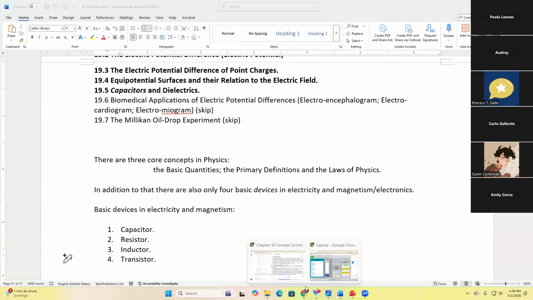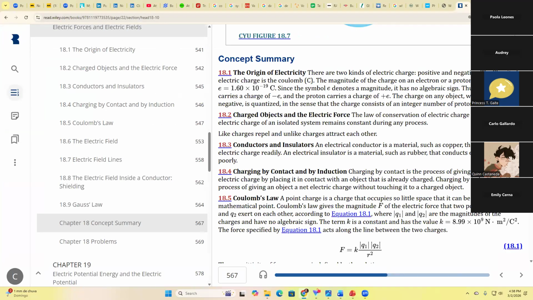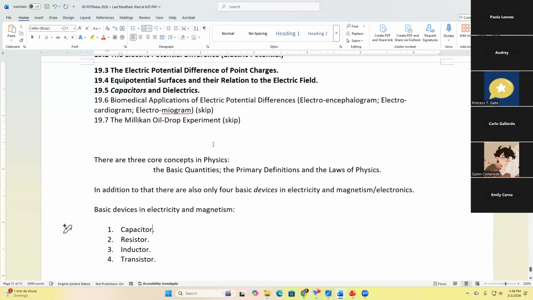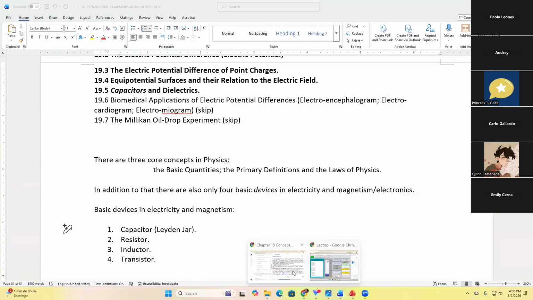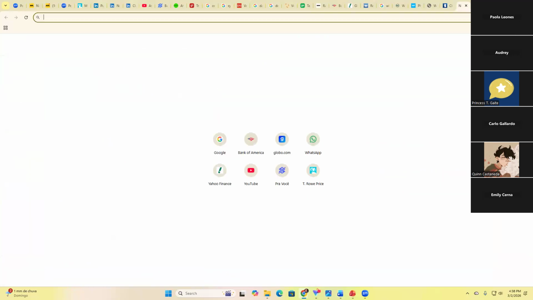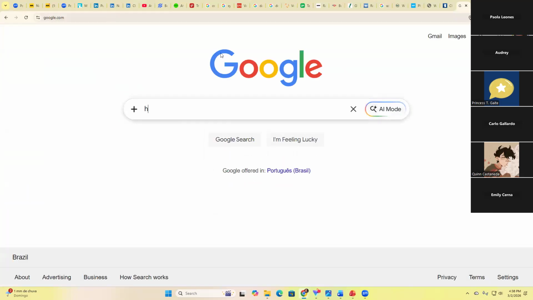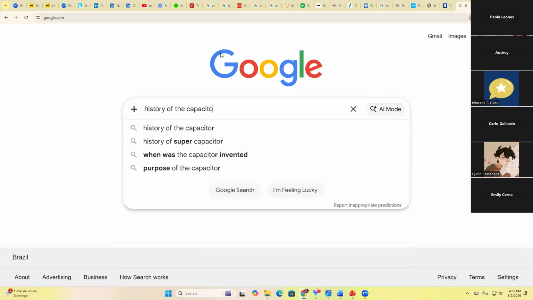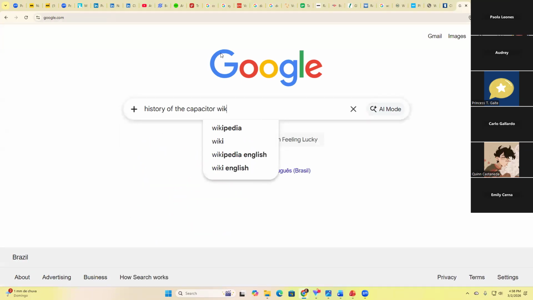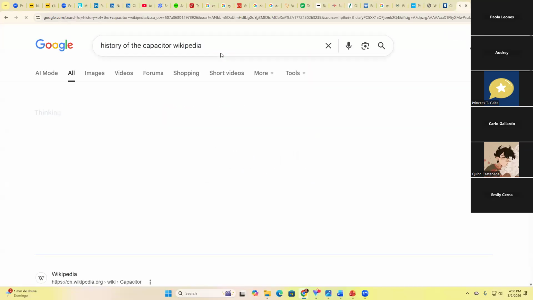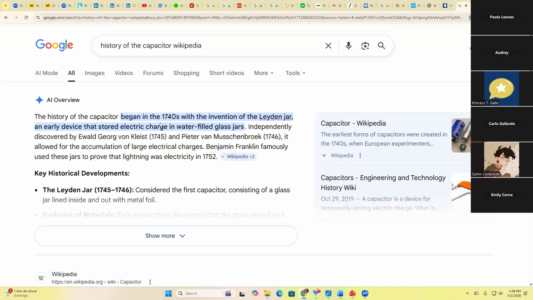Let's take a look at the capacitor. The capacitor was originally called the Leyden jar. Leyden jar, okay? At that time, here you go. History of the capacitor. Let's take a look at Wikipedia. Okay, the history of the capacitor began in the 1740s. So it was in the 18th century with the invention of the Leyden jar.